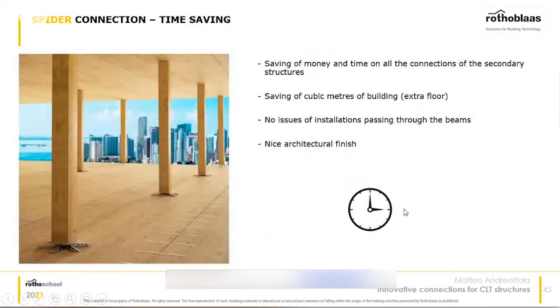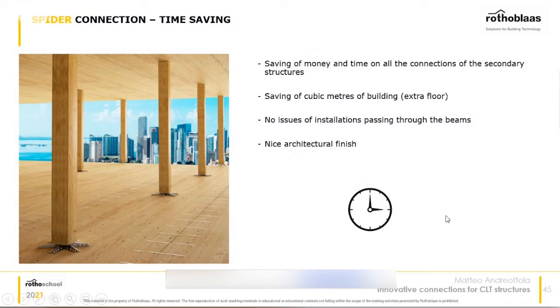So let's see what the advantages are. First of all, you save a lot of money and time because, of course, you don't have the secondary structure at all, so you need to use a lot fewer cubic meters of timber. And it's very easy to install all the installations here because they don't have to pass through the timber beams. It's always an issue to calculate, of course, if you have a hole in the middle of a timber beam. And of course, you have this nice architectural finish of the visual CLT that you can leave visible if you want.